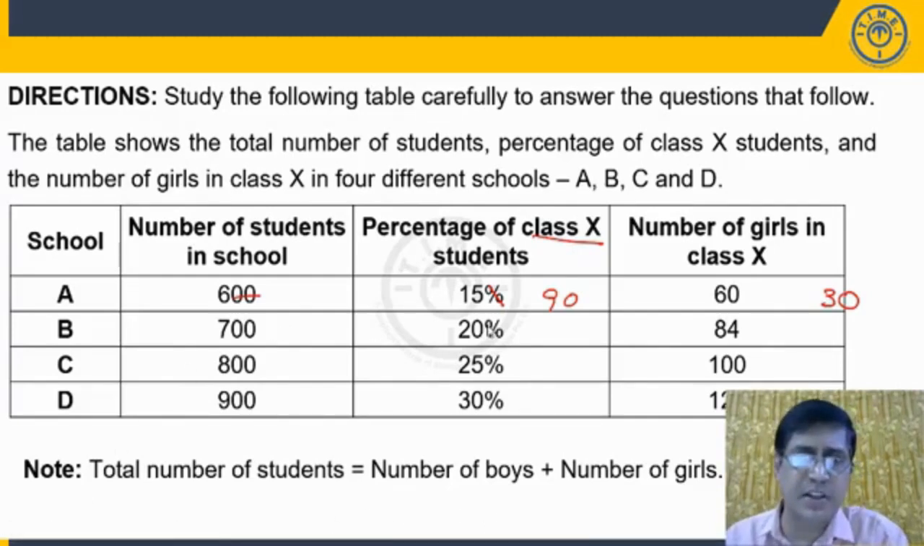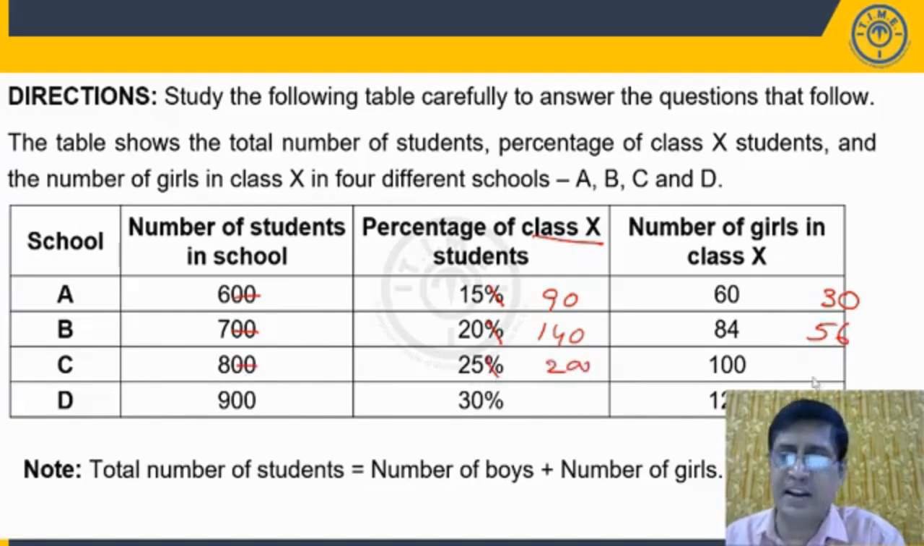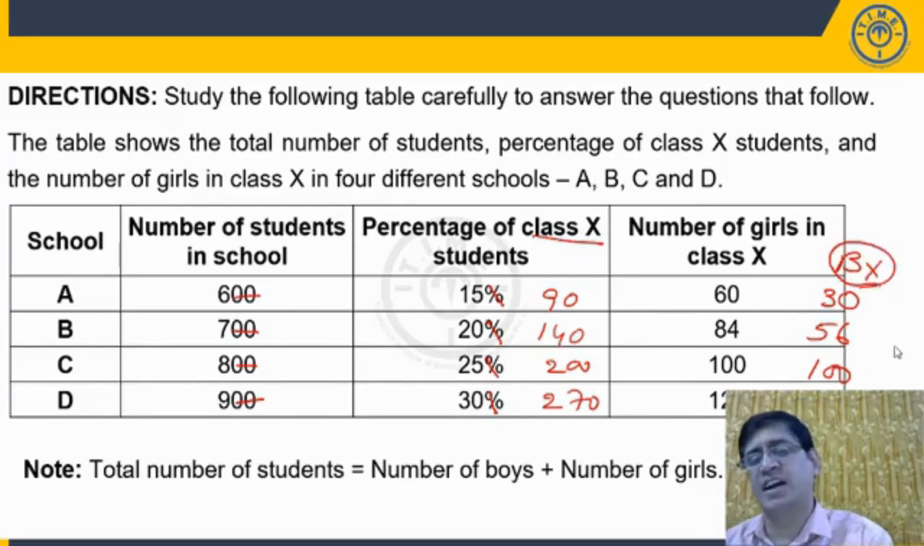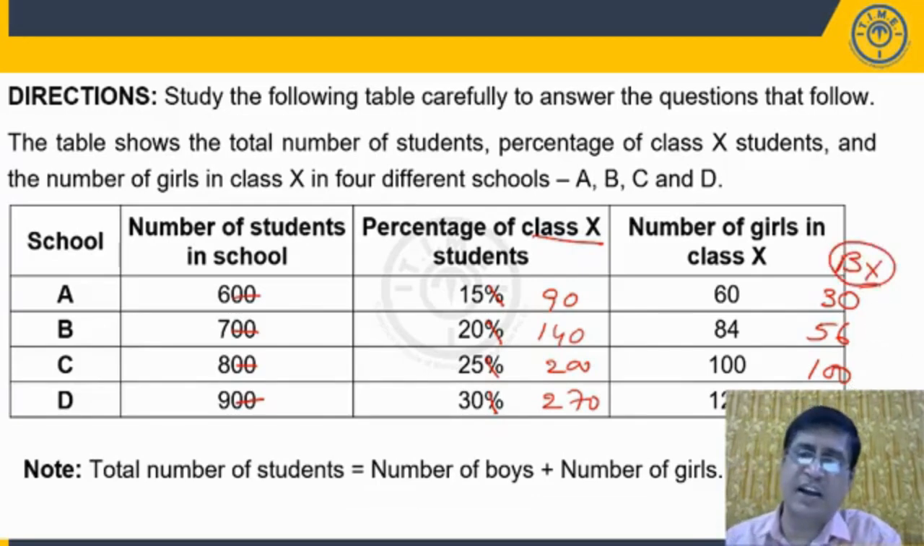Okay. Similarly, just observe the other one. So cancel the percentage and the zeros. 140 minus 84, that is 56. In the same manner, simplify here. So 200 minus 100, that is 100. And what is the next here? Zeros and zeros we can cancel. The result is 270. Now the boys are 150. These are the boys in class 10th. Boys in class 10th are 30, 56, 100 and 150. Please note this down, and we will use these values in solving the questions.